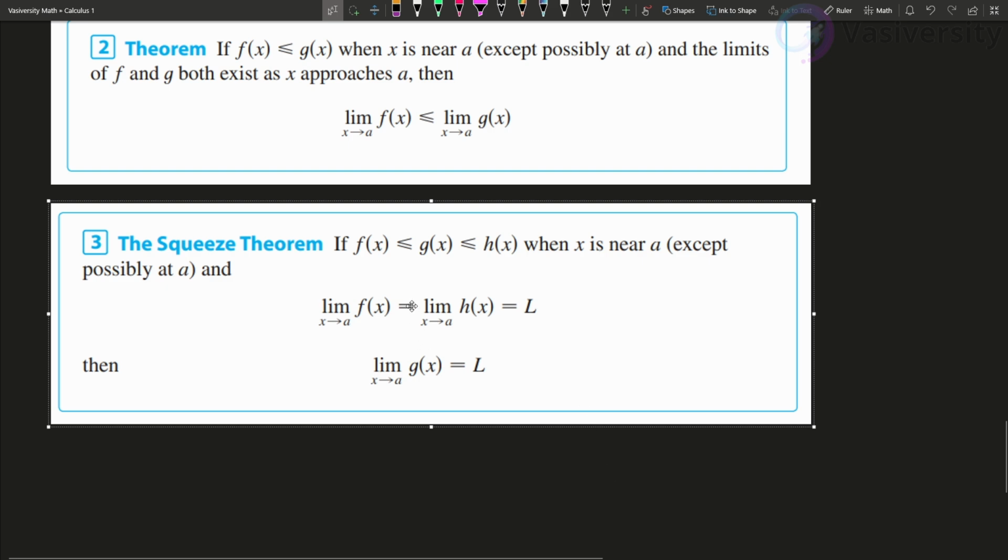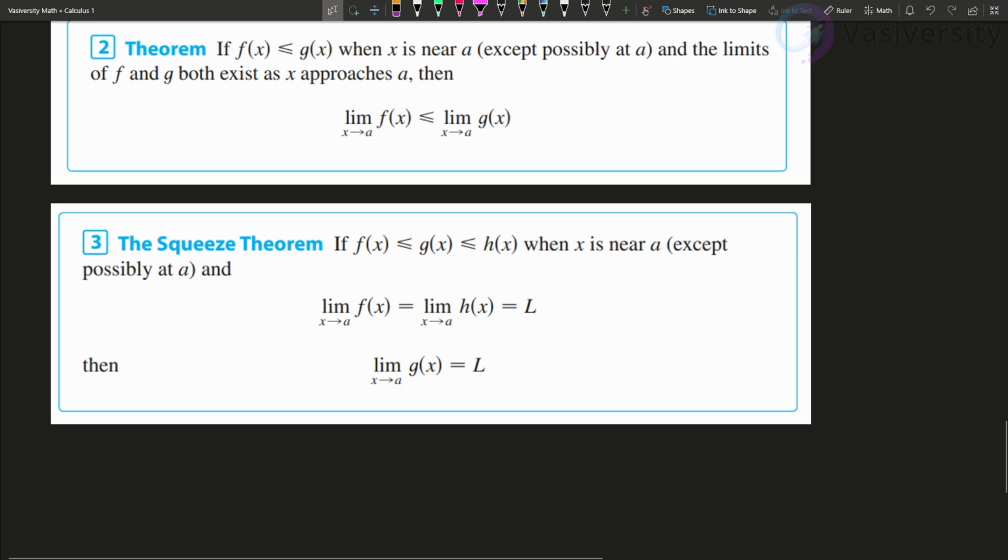So, if f of x is less than or equal to g of x, and it's less than or equal to h of x when x is near a, except possibly at a, and the limit of f of x as x approaches a and the limit of h of x as x approaches a are equal to L, then it must be that the limit of g of x as x approaches a must also be L.